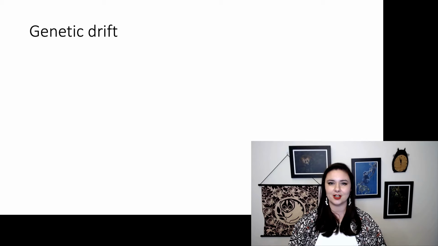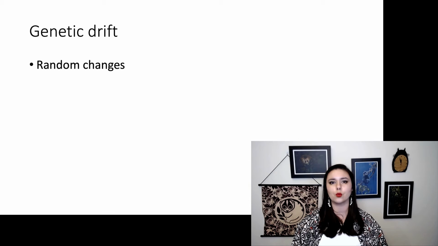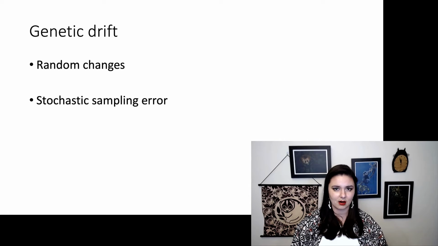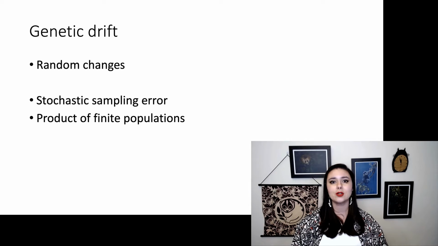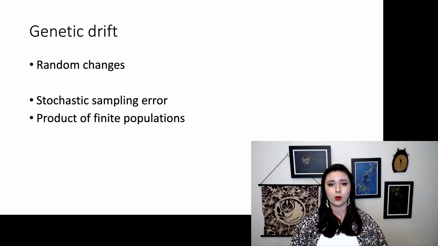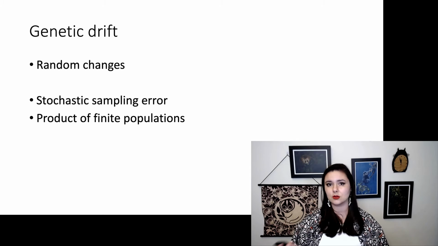But let's talk about our next force of evolution, genetic drift. In the most simple way to explain it, genetic drift is simply random changes. If you want to get a little bit more specific, it means stochastic sampling error. In an infinite population, we would expect to see certain things happen. If you flip a coin 50 times, you expect to see 25 heads and 25 tails.